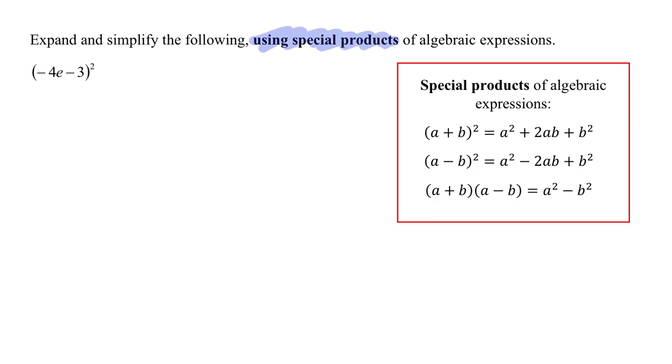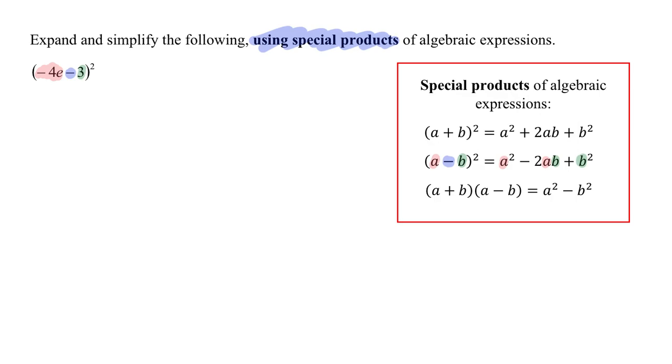The very first thing is, do take note for this question. I'm going to focus on my second negative sign. And therefore, I will choose (a − b)². Meaning, negative 4e will be my a, and 3 will be my b.